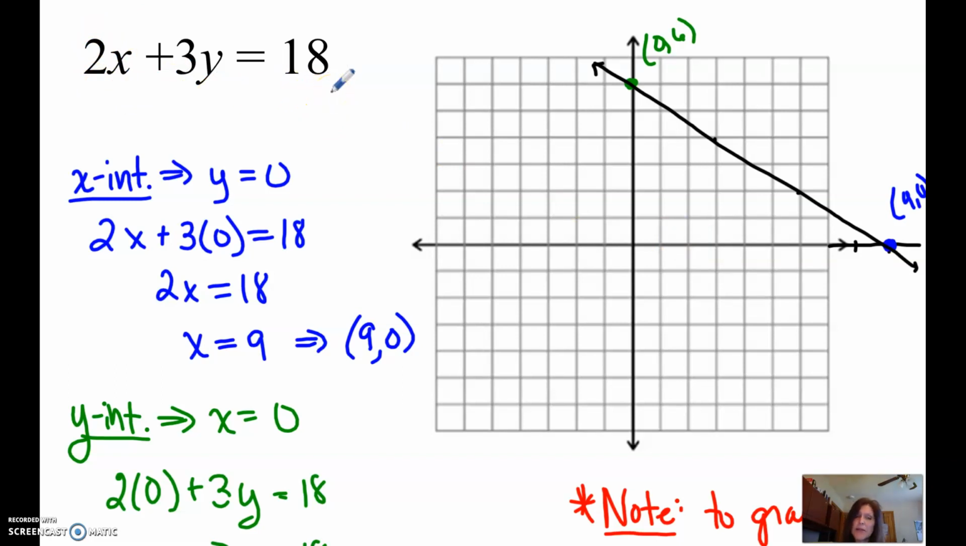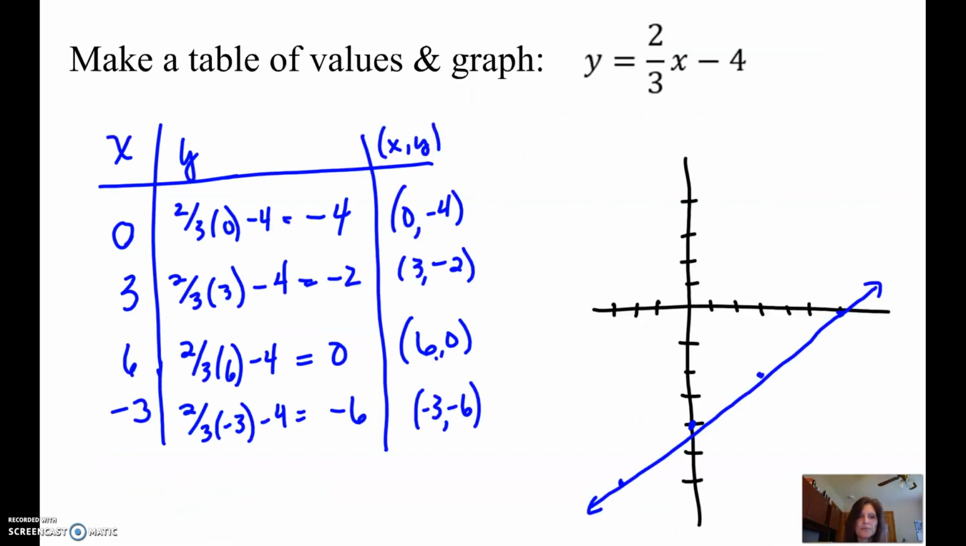If I divide by 3, 14 divided by 3 is a little bit over 4. So let's see, 1, 2, 3, 4. Yep, just a little bit over 4 is where I would have my point. So you can check it manually or you can put it in your calculator. All right, here's one more.